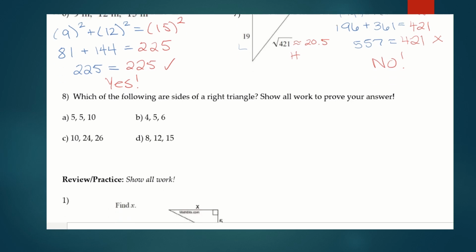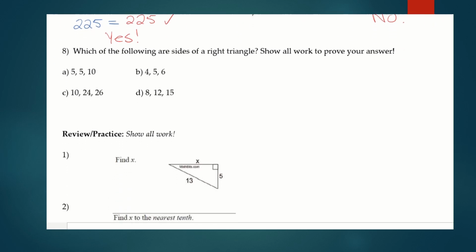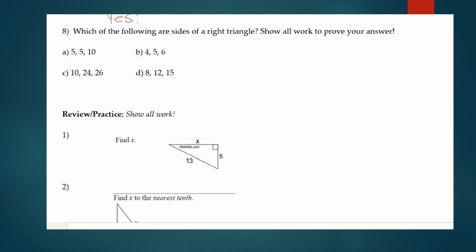All right, let's take a look at number 8. Which of the following are sides of a right triangle? Show all work to prove your answer. So these are the side lengths of 4 different triangles. We're going to see which one of these works in the Pythagorean theorem.